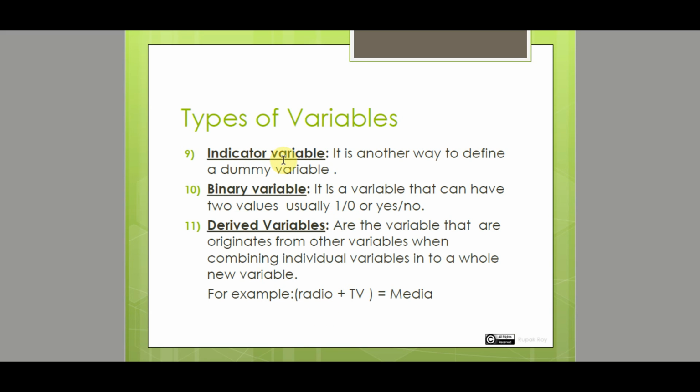A variable that can hold only two pieces of information, usually 1 or 0, or yes or no, to an outcome is also known as a binary variable. Derived variables are variables that originate from other variables, by combining individual variables into a whole new variable. For example, we can create a new variable media by combining the values of radio and TV.